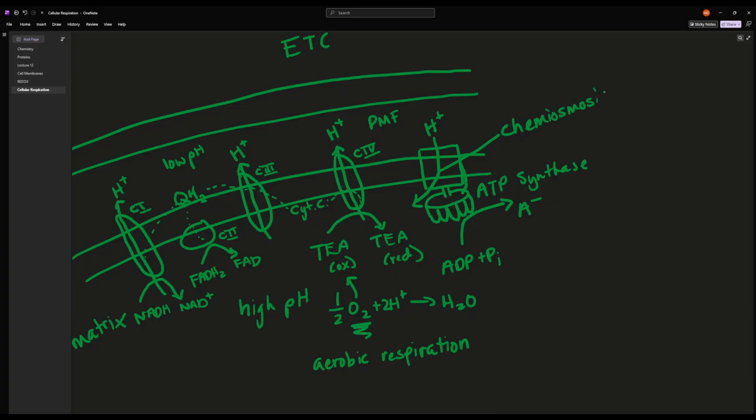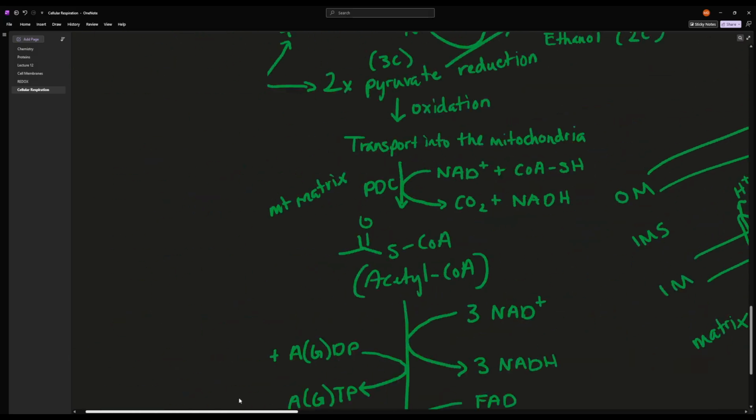Chemiosmosis. So that's the H+ ions going down their concentration gradient. And then the formation of ATP from ADP and P sub I using the electron transport chain is known as oxidative phosphorylation. Note that this stands in contrast to what's called substrate level phosphorylation.